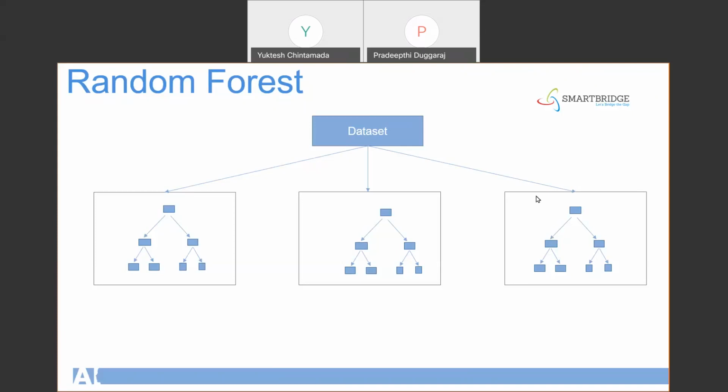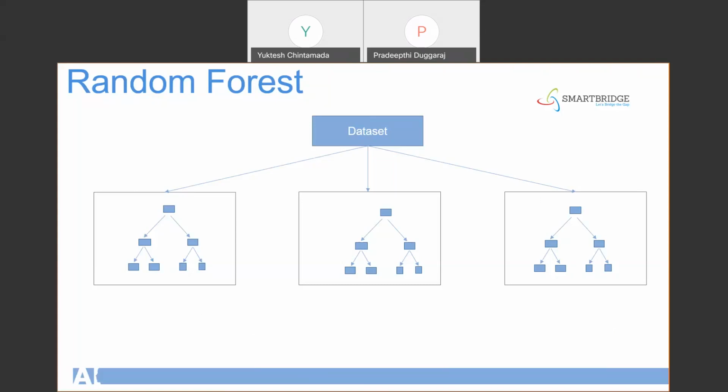This is what random forest classification is about. In the same way, for regression also it is the same thing, but the output will be the mean of all the trees. Suppose I am predicting the salary of a person.